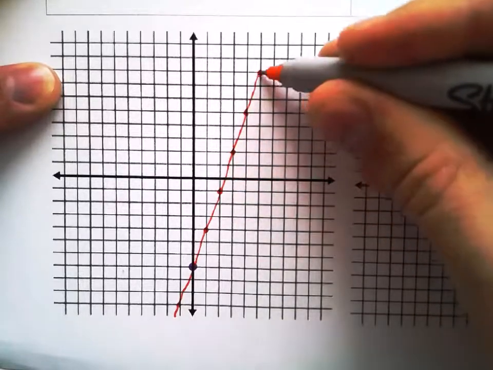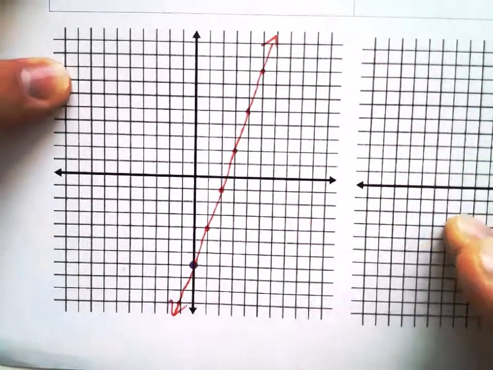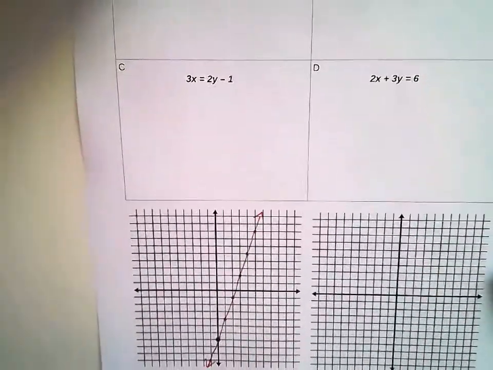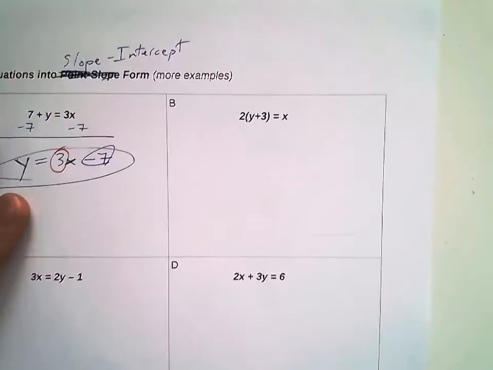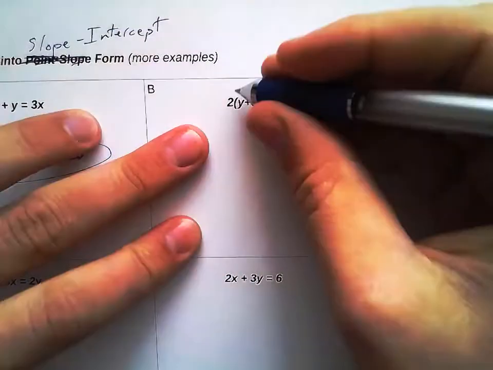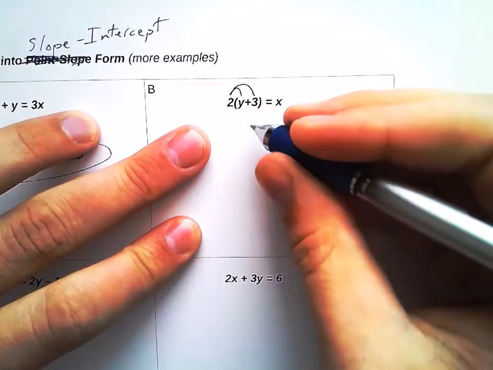And make my line. Okay. B. This one will take a couple more steps. First, we've got to use the distributive property.